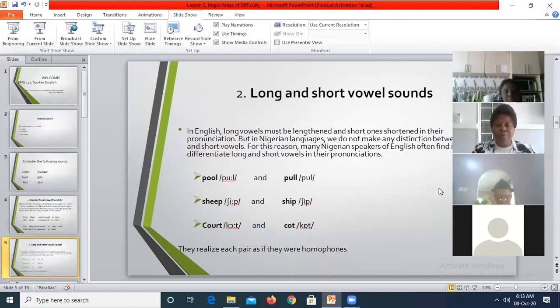Pool. Pool. This one has the long sound, ooh, and you must lengthen that in your pronunciation. This one has the short sound, uh, and you must make it short in your pronunciation. Now again, say after me, pool.